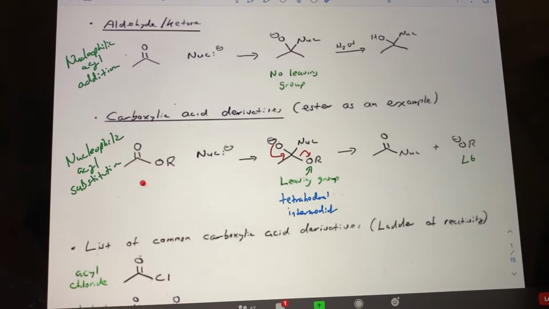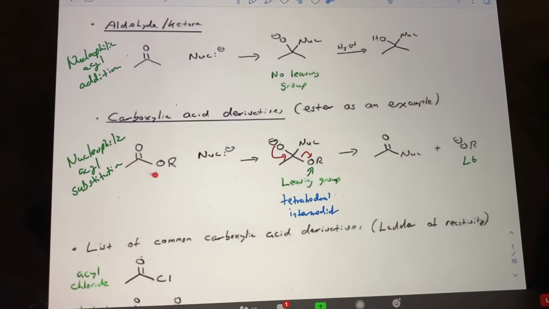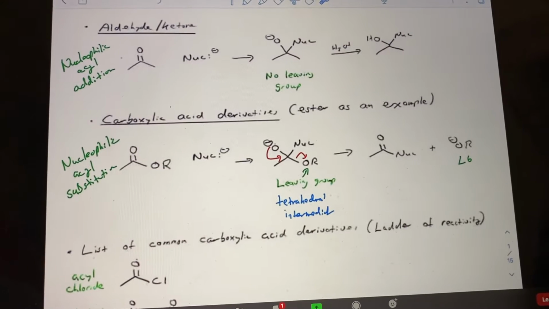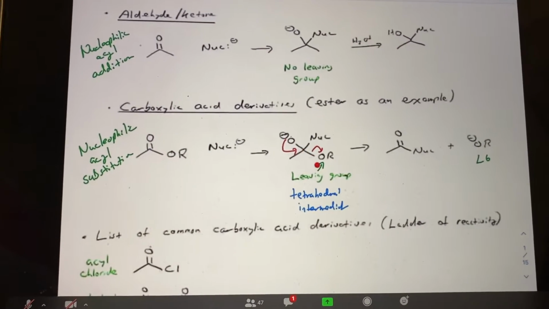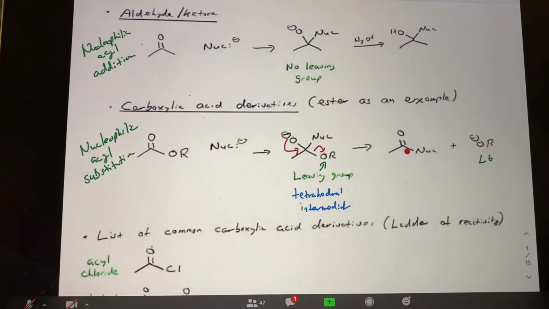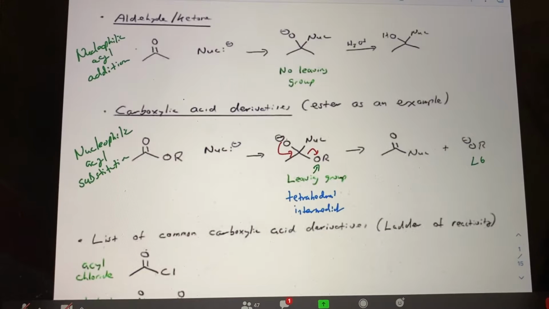The nucleophile attacks the electrophilic carbon of the carboxylic acid derivative, generating this tetrahedral intermediate, and then kicks out our leaving group here to reform the carbonyl group. I should point to this. And our leaving group is left.